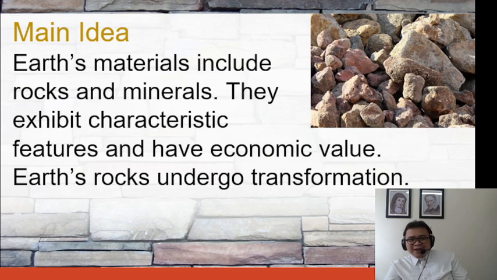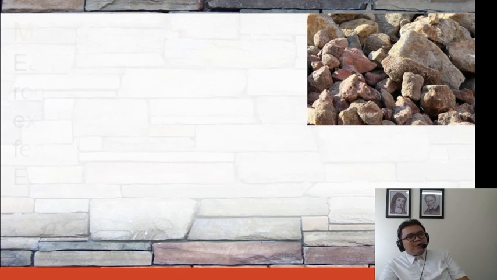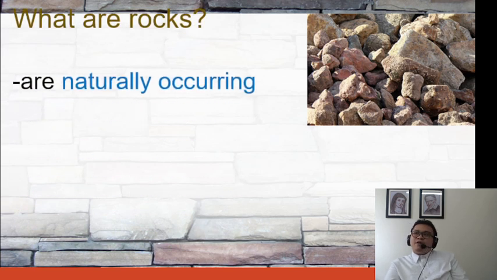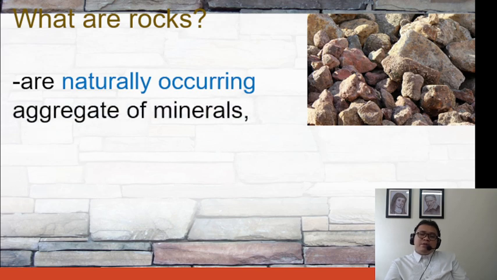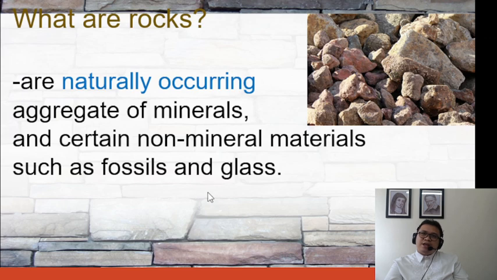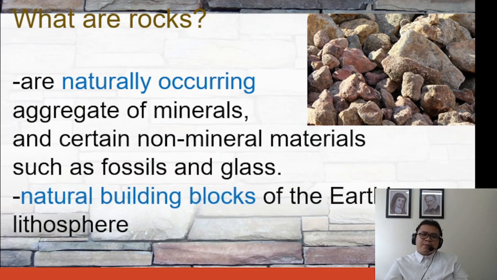So again, let us go back to the question, what is a rock? When you speak of rocks, they are of course naturally occurring aggregates of minerals. So we can say that they are somewhat the building blocks of our minerals. And of course, also certain non-mineral materials such as fossils and glass. You might have noticed in some rocks where you can find some fossils of the remains of some plants and animals. Well, of course, they are just actually natural. And later on, we will be describing what these types of rocks are. So, they are natural building blocks of our Earth's lithosphere.